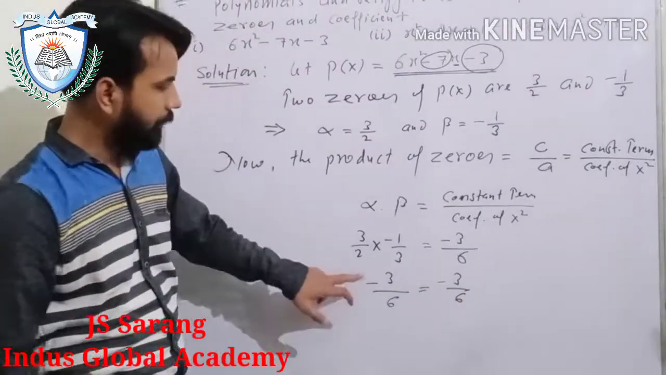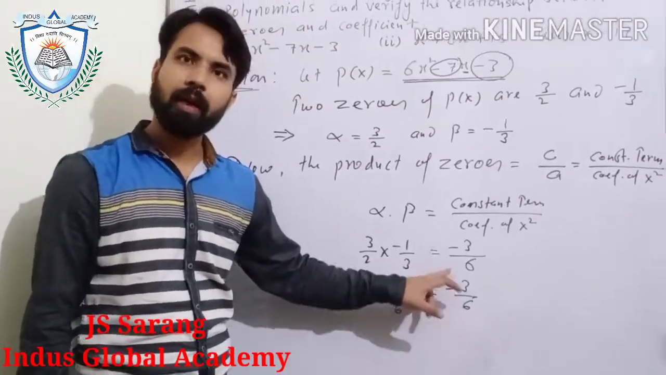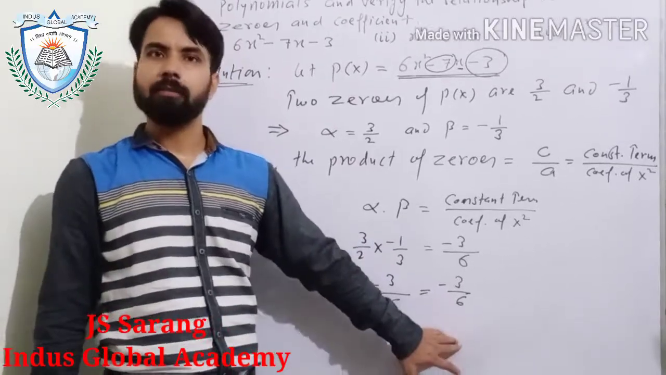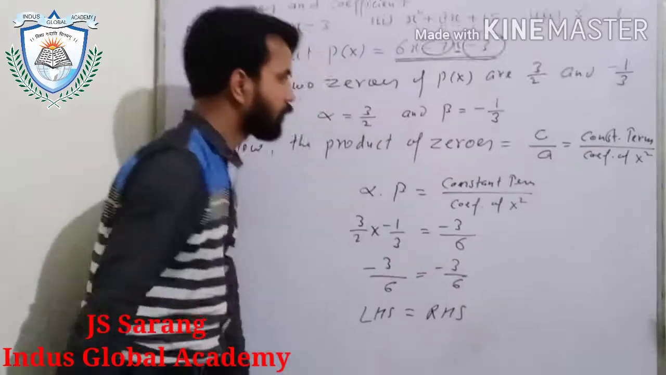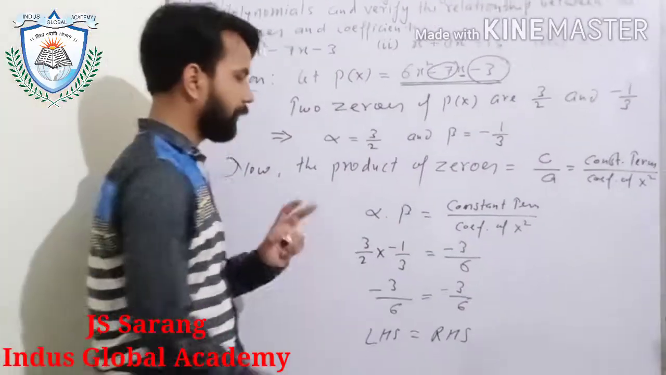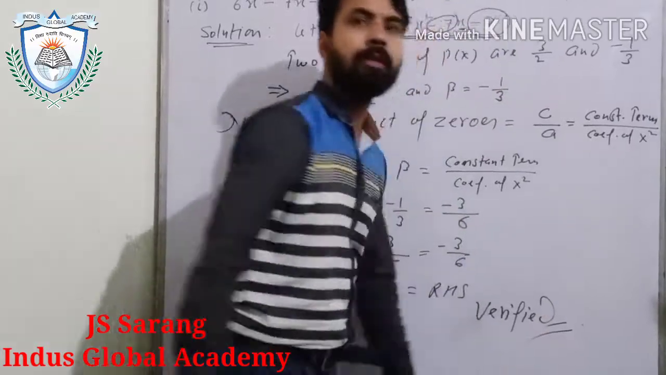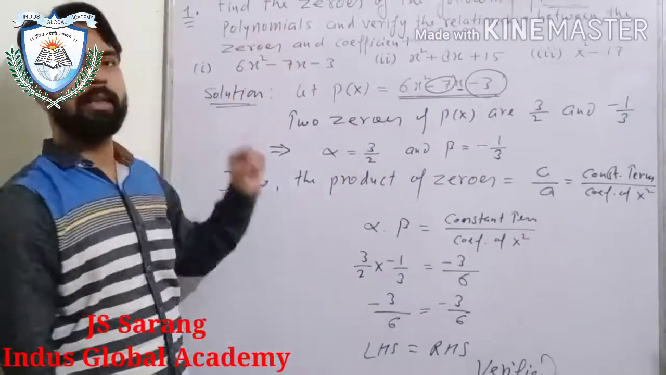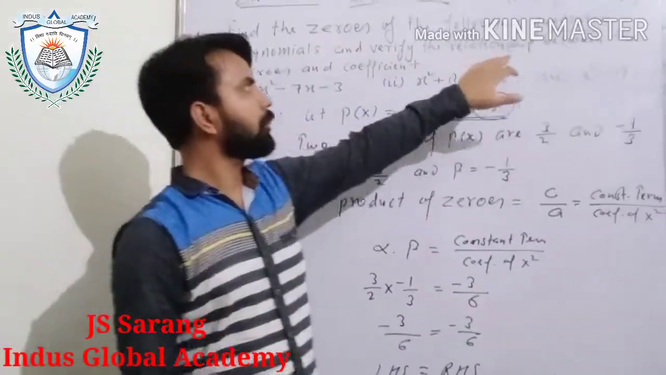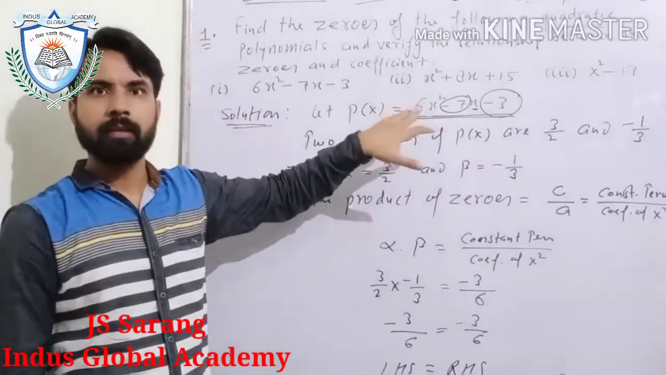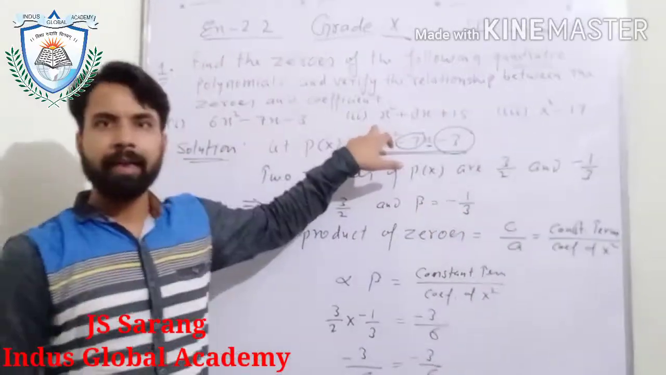Again here this value is minus 3 upon 6 and the value of the right hand side is also minus 3 upon 6. So LHS and RHS both are equal here. So hence LHS is equal to RHS. So the second formula is also verified. So you have to write here verified. So here the very first part of the first question is completed. Find the zeros of the following quadratic polynomial and verify the relationship between the zeros and coefficients. I hope you are understanding. Now let us take the second example.